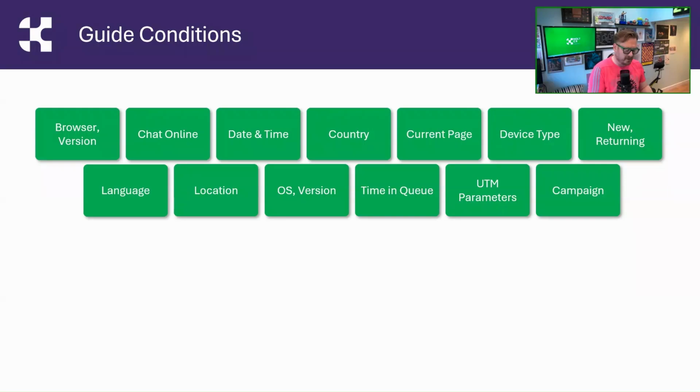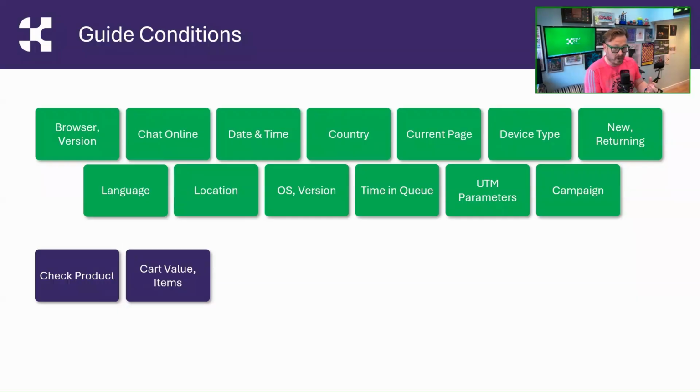If you go to the advanced guide license, then you get even more things that you can potentially do. So you can check a product, you can use a cart value or items. So if you're in an e-commerce situation, then you could be looking at someone who already has something in cart and engage with them in a different way.